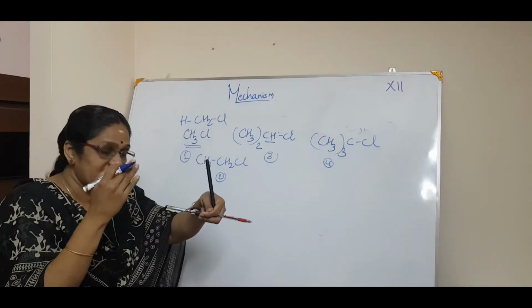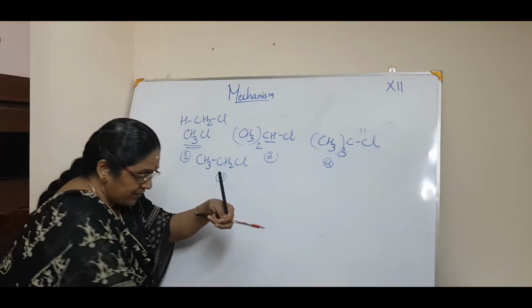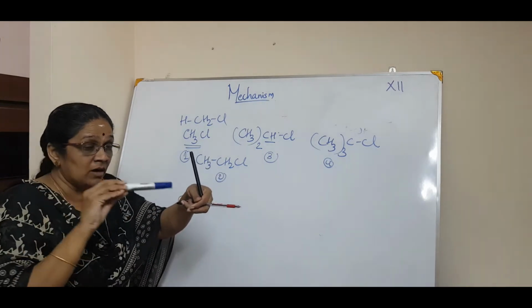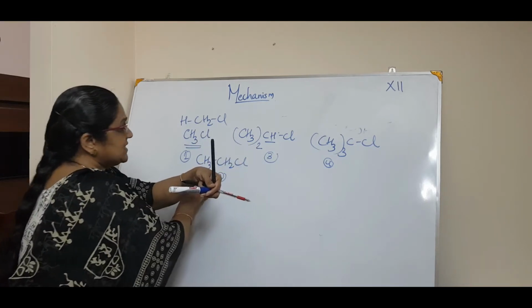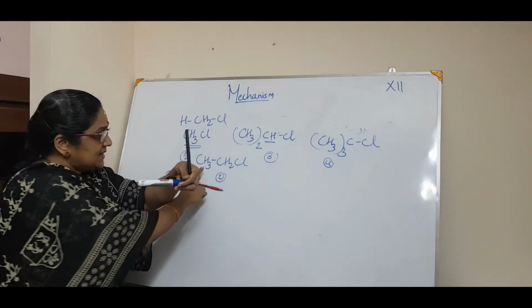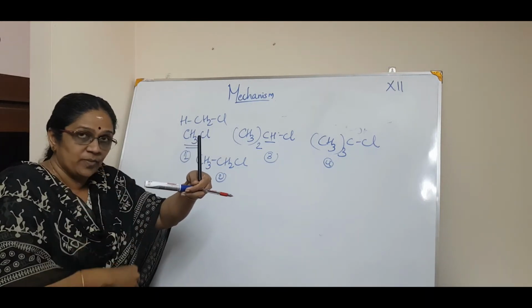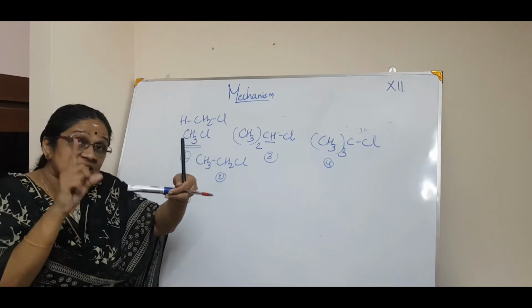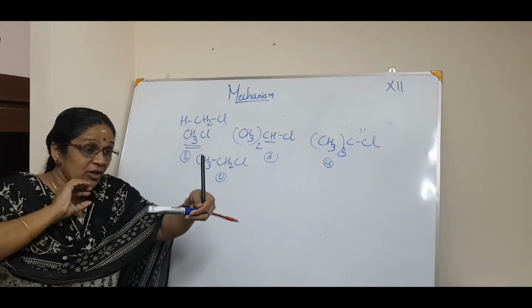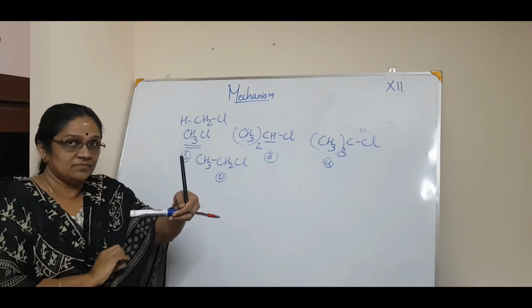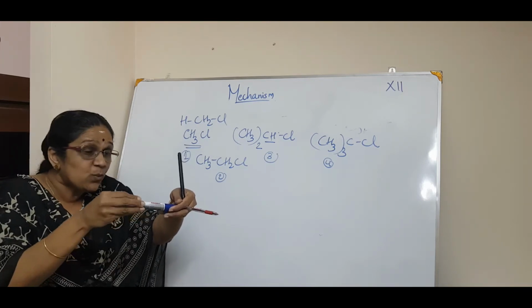When compared to, for example, hydrogen, I am putting a more bulky CH3 group. That is CH3CH2Cl. This is a bulkier group when you compare with hydrogen, but still it is a primary carbon, a CH2 group. Even then, the coming of a nucleophile is easier. When compared to hydrogen it is more difficult, but still it will be easier because there is only one CH3 group.